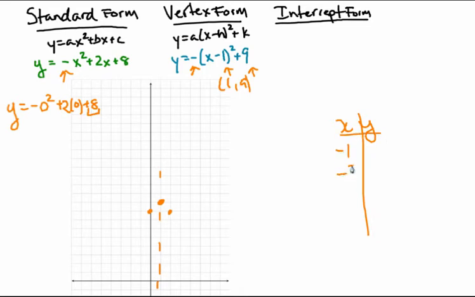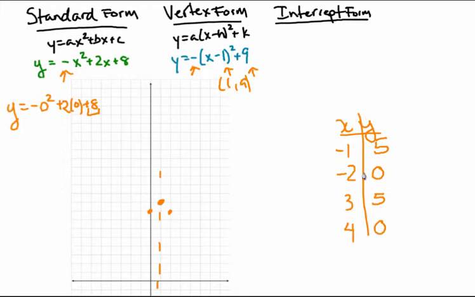Let's plug in negative 1 and negative 2, and then also positive 3 and positive 4. I'm branching out to the left of the points I already know and to the right. Plugging negative 1 into either form is going to get 5 for our y value. Plugging in negative 2 will get us 0. Plugging in 3 will also get us 5, and plugging in 4 will also get us 0.